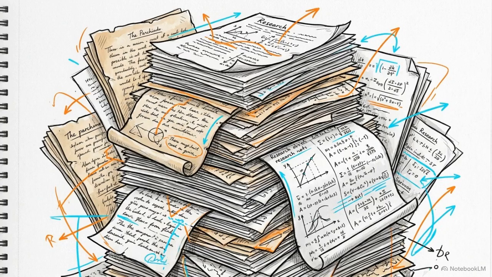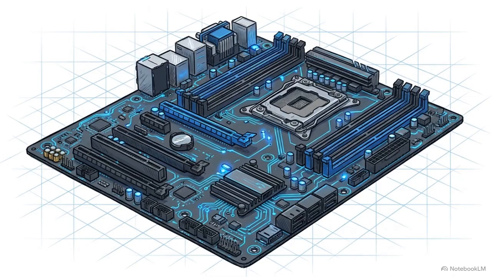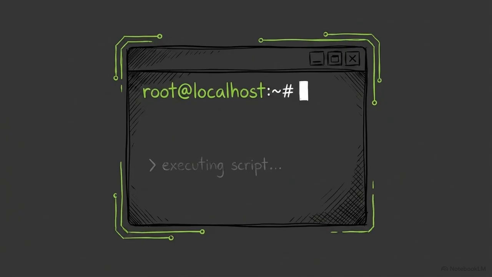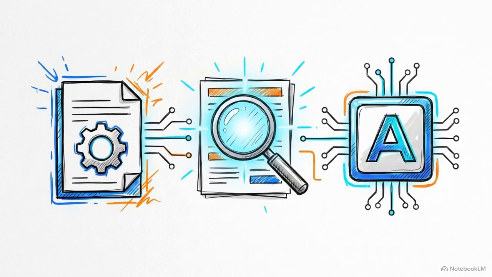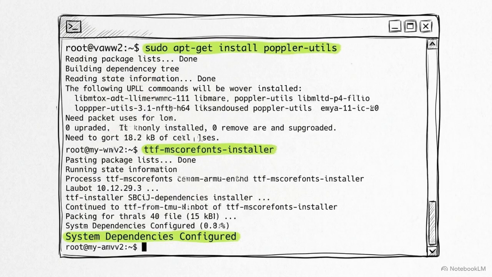Step 1 is preparing the host environment. We begin by opening an Ubuntu or Debian terminal with superuser privileges. We need to install the PyMuPDF and Poppler rendering engines alongside specific font libraries. We do this by executing sudo apt-get install poppler-utils and including the ttf-mscorefonts-installer package in the command.